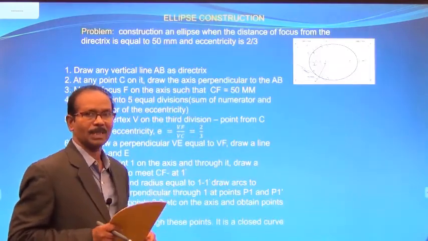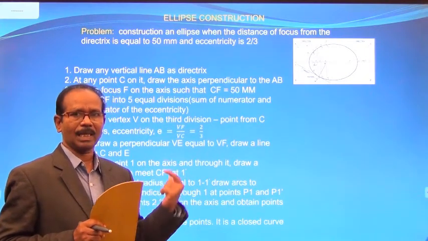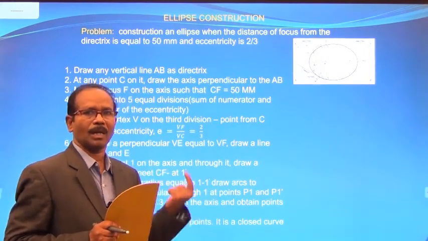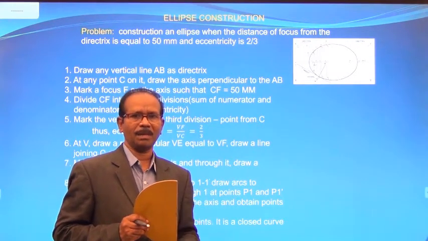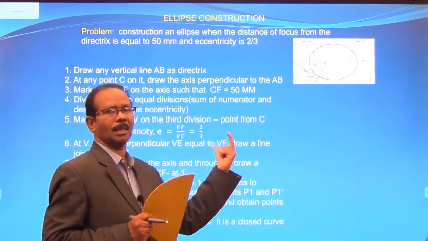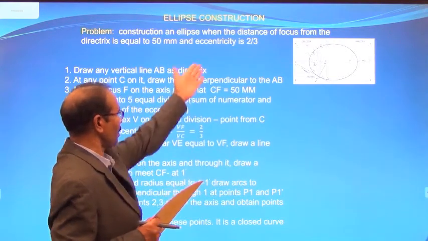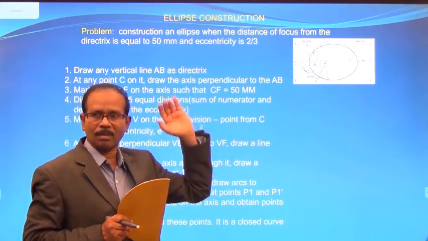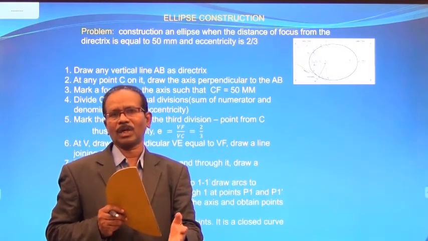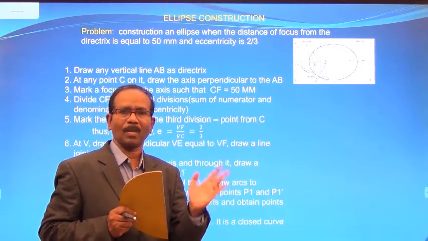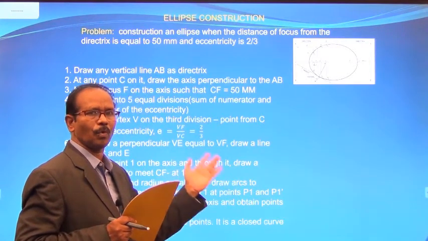Now this is an ellipse. It's a closed curve. Take an example of a problem. What is the problem? Draw a conic section with the distance of a focus from the directrix as 50 mm and eccentricity 2 by 3. So that is the given problem. Construct an ellipse when the distance of a focus from the directrix is 50 mm and eccentricity is equal to 2 by 3.